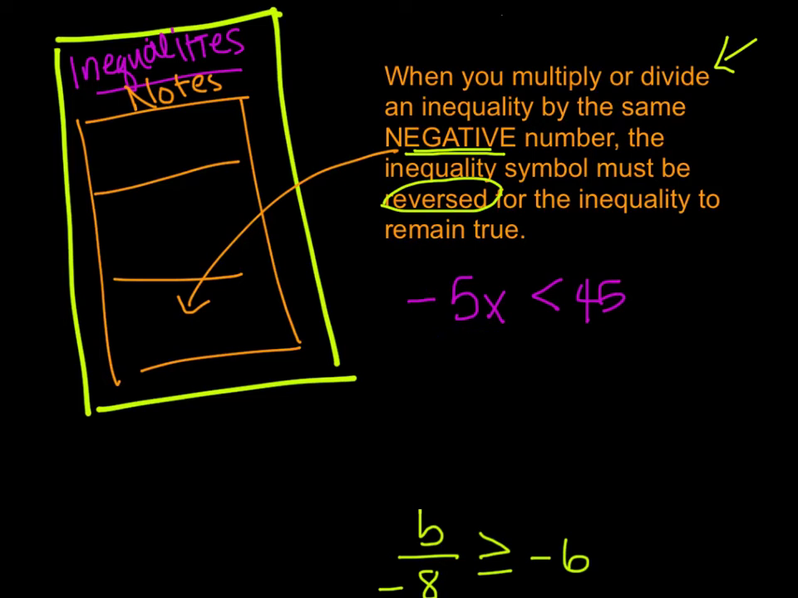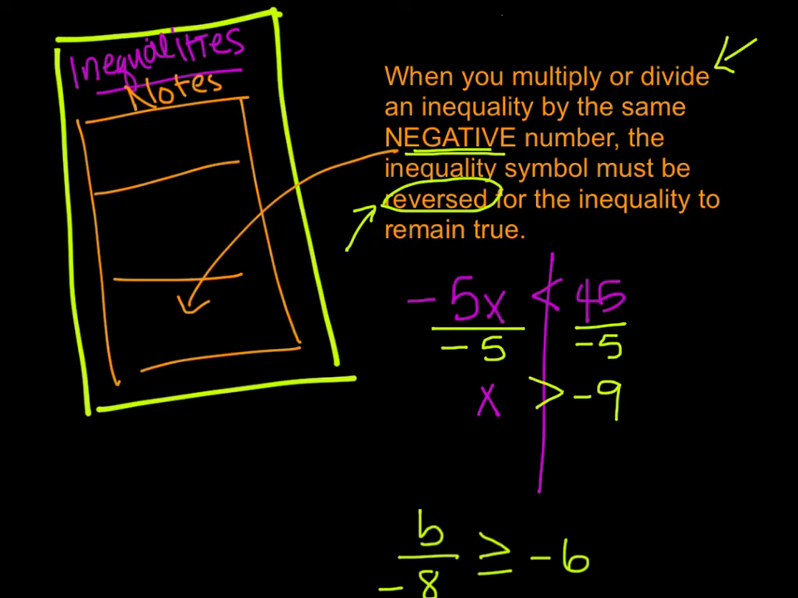Now let's look at this first inequality. We have negative 5 times x is less than 45. So we need to undo this multiplication of negative 5, so we can undo that by dividing by negative 5. So let's put our inequality there. So we have x, and 45 divided by negative 5, that ends up being negative 9. So this concept said we needed to reverse this inequality sign. So we had a less than, so we're going to turn it into a greater than. x is greater than negative 9.